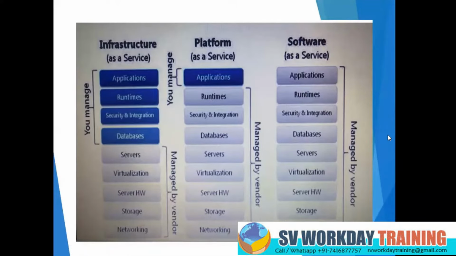Okay, then you see here I have three sections: infrastructure, a platform, and a software. So infrastructure as a service. What does infrastructure as a service mean? If you see here, when we talk about on-premises, let's suppose I'll stick with PeopleSoft, because PeopleSoft is a very good example.